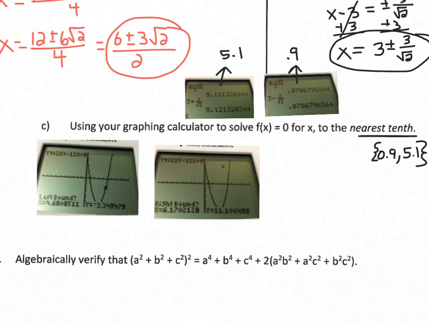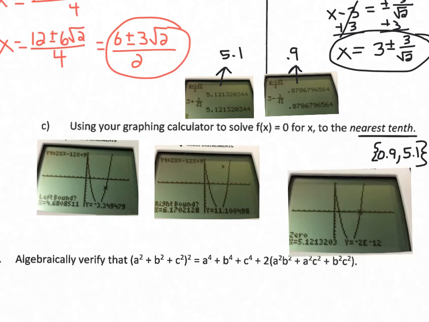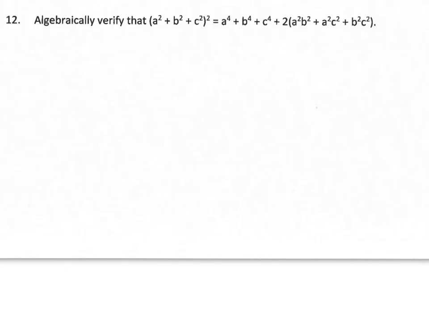It's off the screen, but that's okay. And now I'm going to hit enter again until it says 0. Okay, and you can see that here it says 0, and it's when x equals 5.1, which matches up with what we got. And finally, number 12, the problem that I know you guys all love.